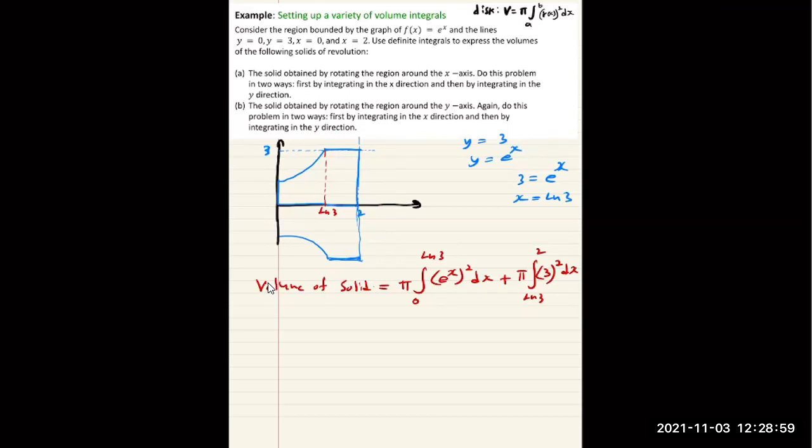All right, that is along x direction. What about along y direction? How do you find it? Perhaps let me put a small note here, x direction. This is integrating along x direction, and then integrating along y direction. How do you integrate along y direction to find the volume of the solid?